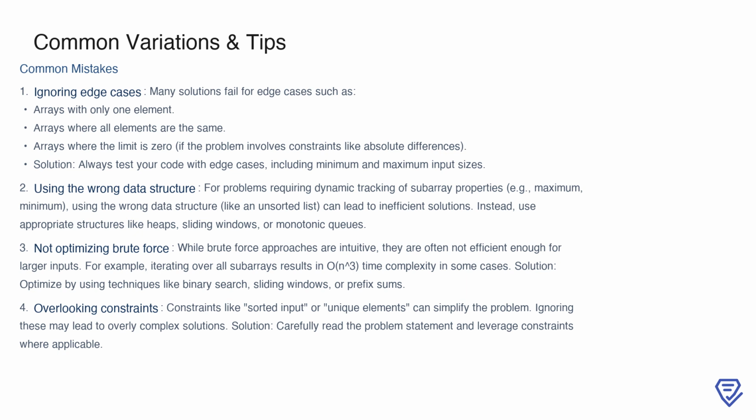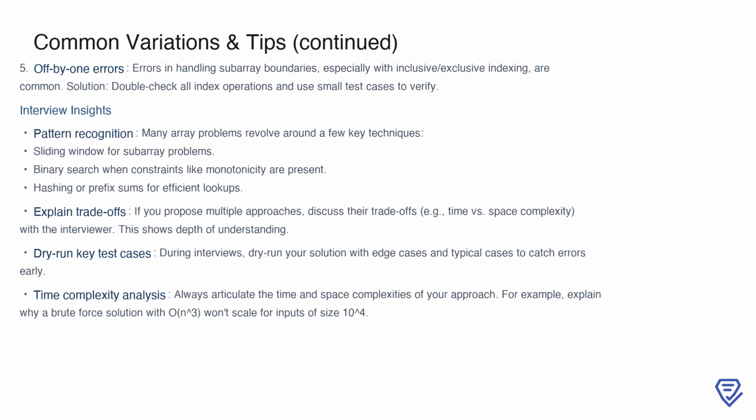Finally, overlooking constraints in the problem statement is another frequent mistake. Constraints like a sorted input or the presence of unique elements often simplify the problem significantly. By carefully analyzing the constraints, you can avoid overcomplicating your solution and arrive at a more efficient approach. Another frequent source of errors is off-by-one mistakes, especially when handling subarray boundaries. These errors occur when indices are either incorrectly included or excluded, leading to incorrect results. To mitigate this, double-check all index operations and verify your code with small test cases to ensure correctness.